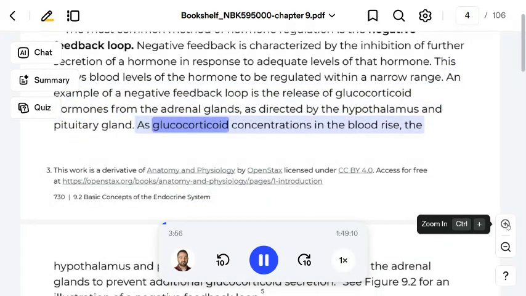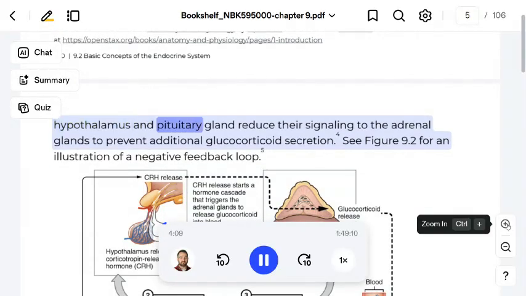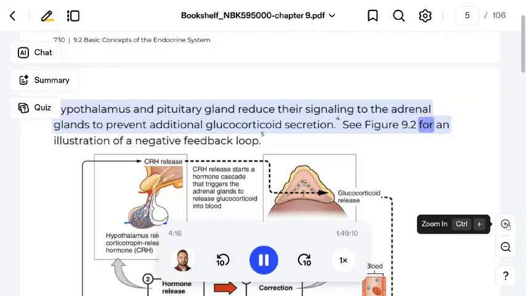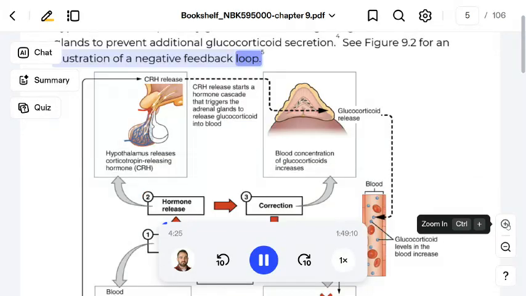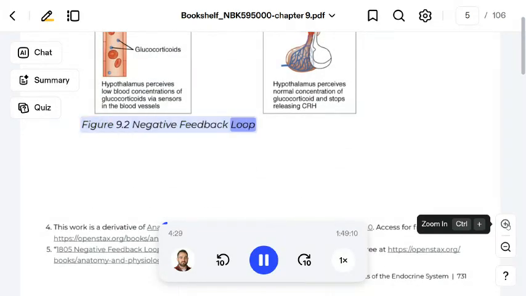As glucocorticoid concentrations in the blood rise, the hypothalamus and pituitary gland reduce their signaling to the adrenal glands to prevent additional glucocorticoid secretion. See Figure 9.2 for an illustration of a negative feedback loop. Figure 9.2 Negative feedback loop.